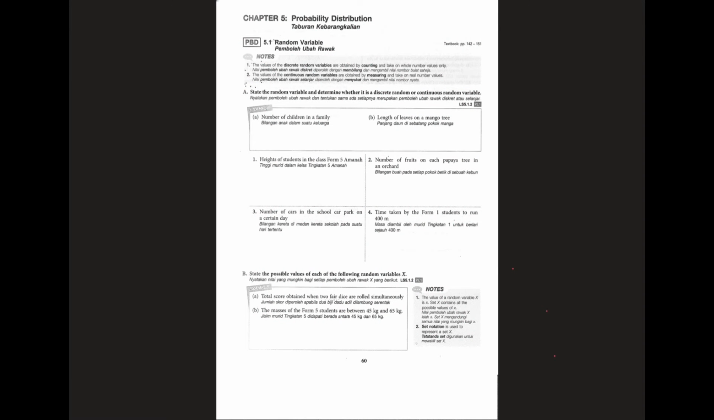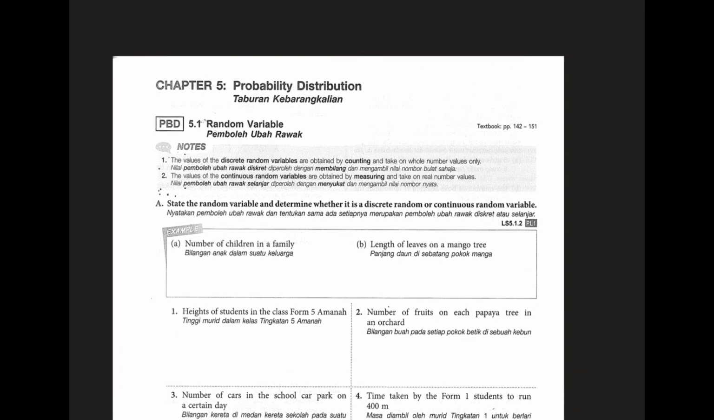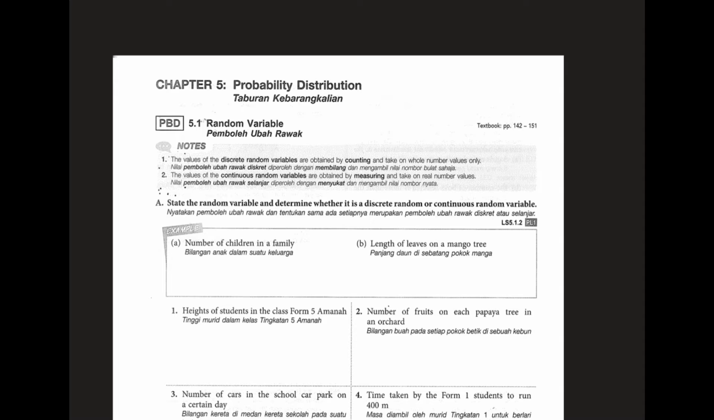So chapter 5, probability distribution. 5.1, random variable. Okay, so first of all, to understand what is random variable, normally random variable is represented by using x. So that means something that you can change, so it's variable, a number that you can change. Okay, so we have two kinds of random variable, discrete random variable and continuous random variable.